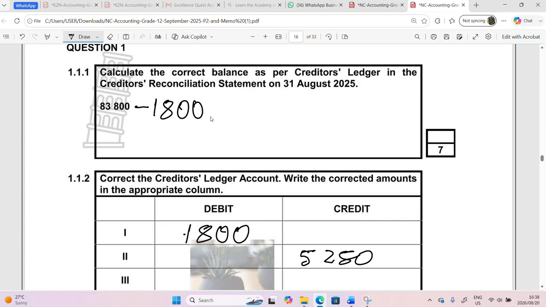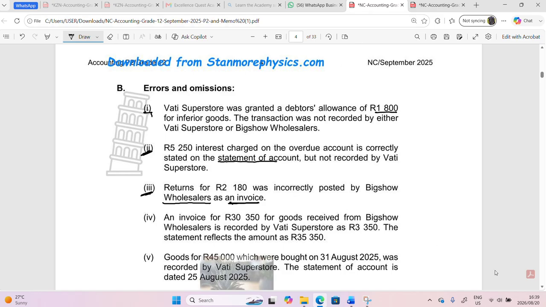Returns, they were treated as what? Goods bought on credit, which means they increase the amount that we owe them. So we need to do what? To decrease it first by correcting the mistake by minusing 2,180. What do we further need to do? We need to recognize now returns. Returns decrease the amount owed to the supplier. We minus again 2,180. All right? So I hope you understand that.